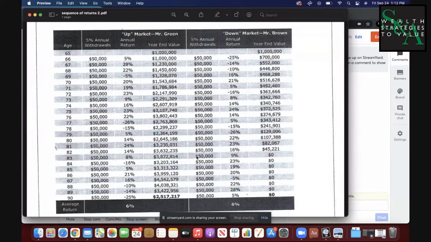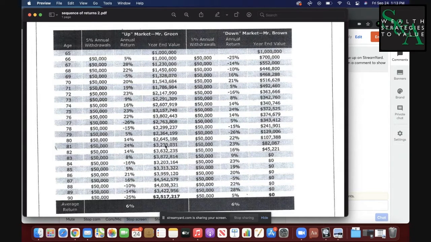Now, let's see what's different here. Mr. Green is on the distribution side of the mountain. He has to make his money last him for the rest of his life. So he's going to take out a 5% annual withdrawal, which equals $50,000 per year starting in age 66. Now, the rates of return were exactly as they were on the first page. You see that? Positive 5, positive 28, etc., all the way down. Now, he's taking out $50,000 a year to supplement his retirement, starting with $1 million.